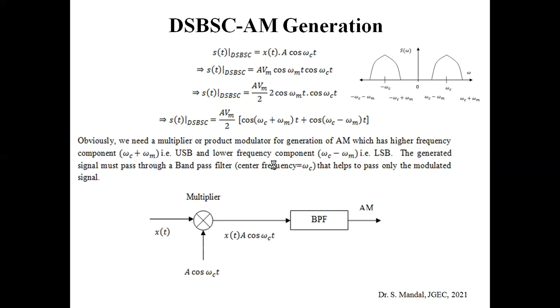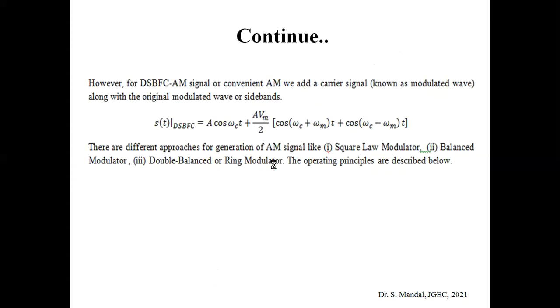Now if you want to generate the DSBFC, that means there will be a separate carrier term that needs to be added with it. So here the corresponding equation for DSBFC will be A cos omega ct plus A vm by 2 multiplied into cos (omega c plus omega m) t plus cos (omega c minus omega m) t.